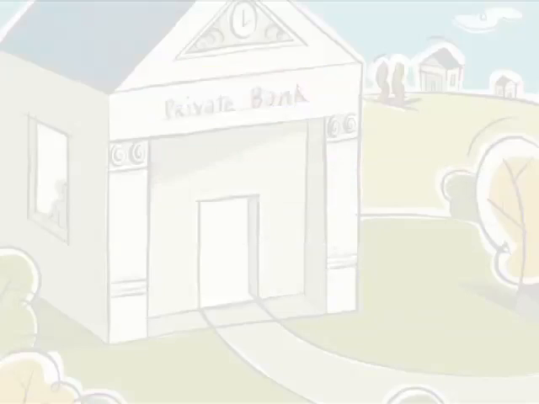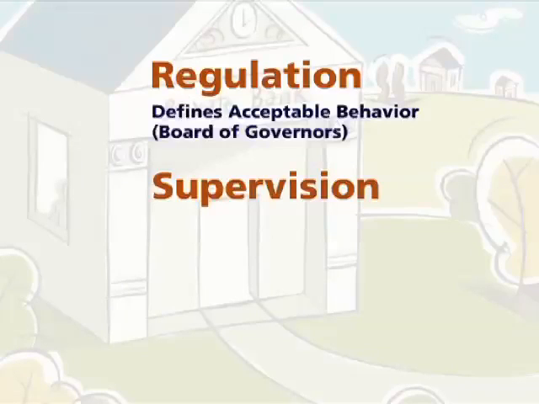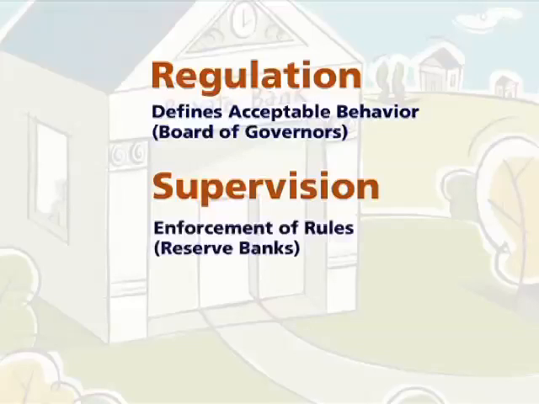So, what's the difference between regulation and supervision? Bank regulation refers to the written rules that define what is acceptable behavior for financial institutions. The Board of Governors in Washington, D.C. takes care of this responsibility. Supervision refers to the enforcement of these rules, which is carried out by staff at the 12 reserve banks.